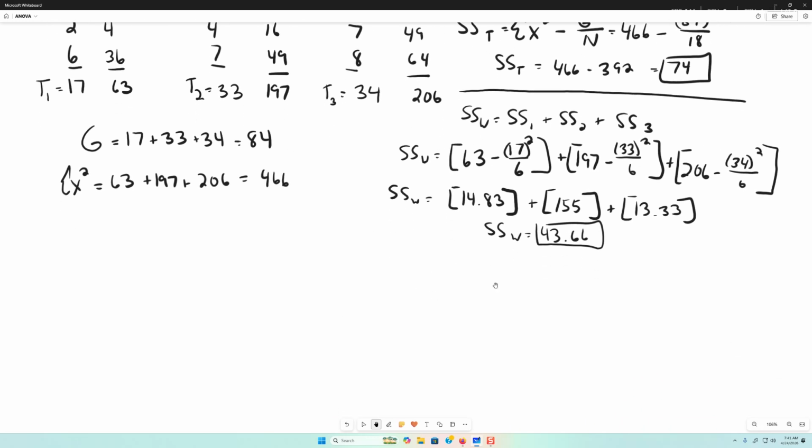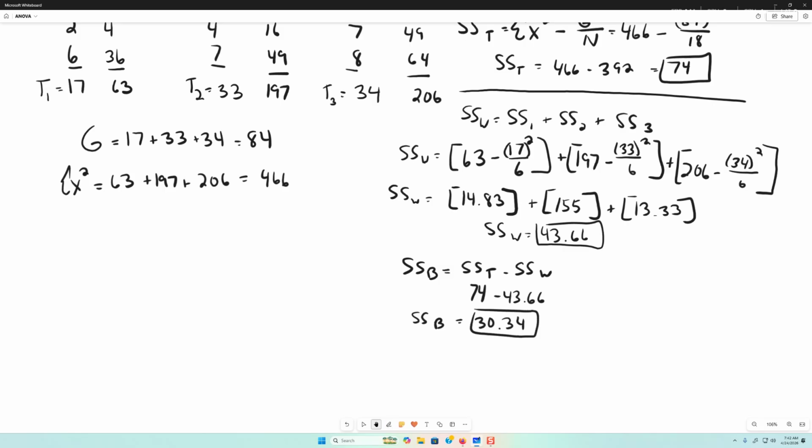Now I'm really progressing here. I have sum of squares total of 74. Sum of squares within, 43.66. So if I take the within and I subtract from the total, I get the between, right? So sum of squares between is equal to sum of squares total minus sum of squares within. So I have 74 for total. I have 43.66 for within. So the sum of squares between is just the difference of that. And that's going to give me 30.34. That's my sum of squares between.